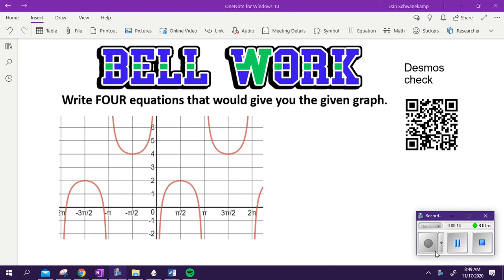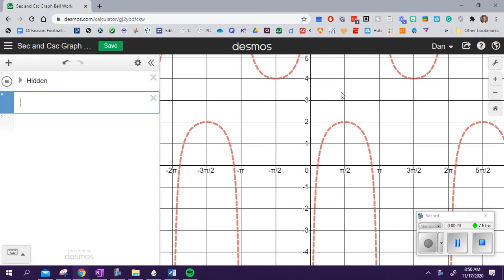There are lots of different ways to make graphs. You can give them lots of different adjustments and make it look like the same thing. Okay, let's try to do that here. If I'm graphing this, that's the same one you had in bell work. We're just going to do it in Desmos. We're going to try to write the equation.